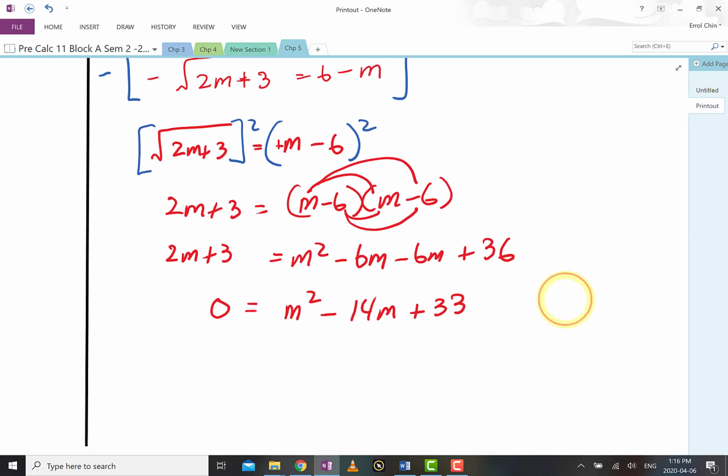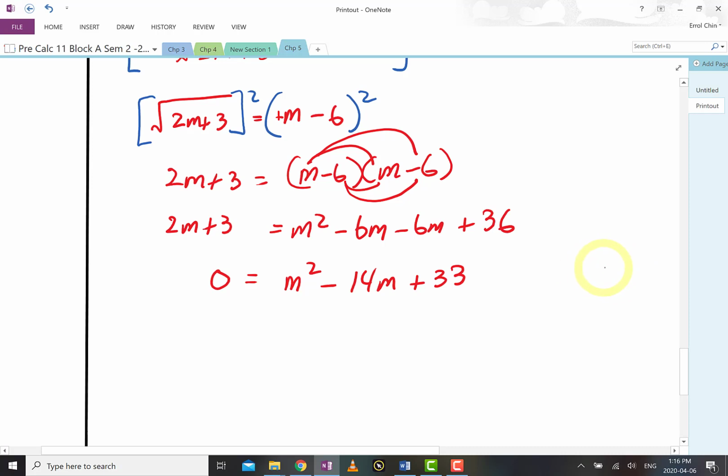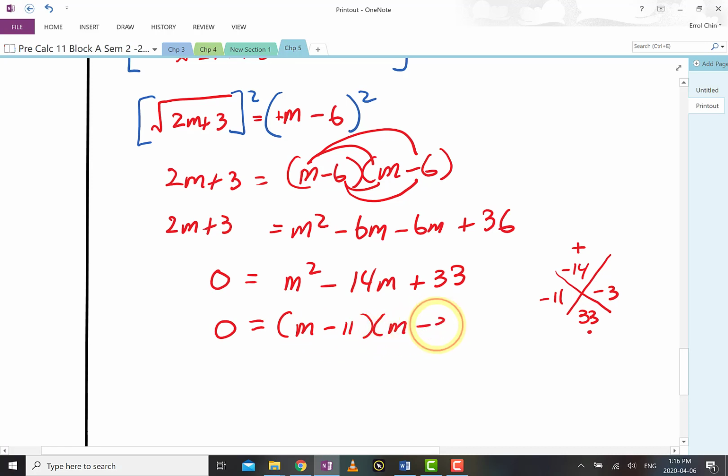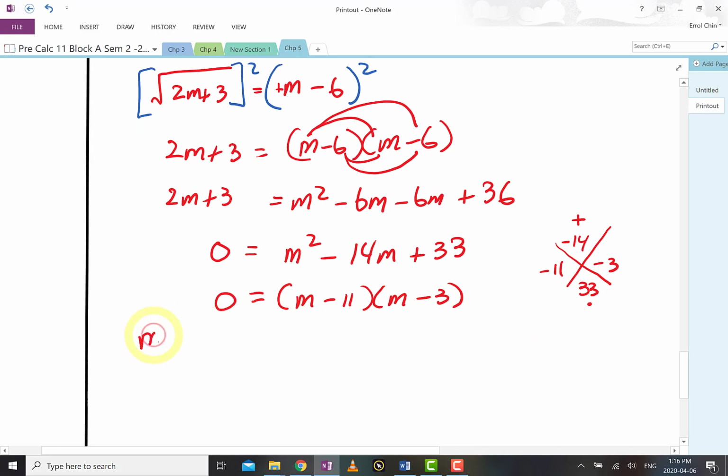Well, here is a polynomial, and we talked about factoring. I draw my little x, and I ask myself, what two numbers add to negative 14 and multiply to positive 33? Well, hopefully you would agree that negative 11 and negative 3 work. So m minus 11, m minus 3. So what are my roots? What are my zeros? My possible answers are m equals 11 and m equals 3.